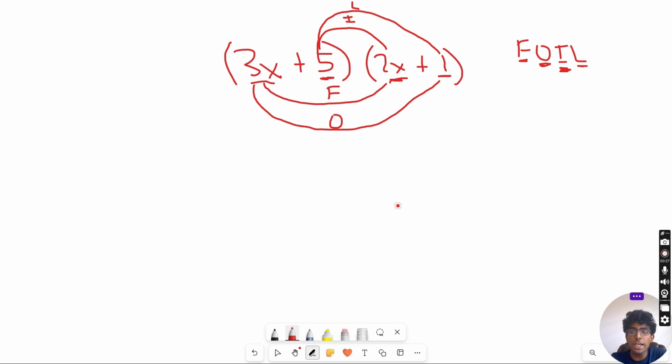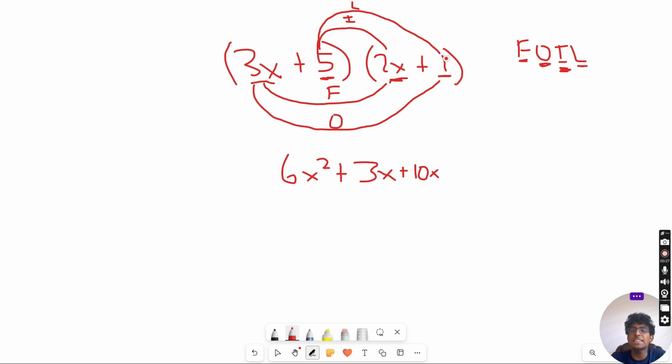So now let's go ahead and multiply it in steps. Let's start with first, 3x times 2x. You're multiplying the constants and multiplying the variables together. You're going to get 6x squared, because remember, these are x to the first power. When you multiply two variables together, you're adding the exponents. So 6x squared plus, now let's do our outer, 3x times 1. That's just going to be 3x. And then we have inner, 5 times 2x. 5 times 2 is 10, so it's going to be 10x.